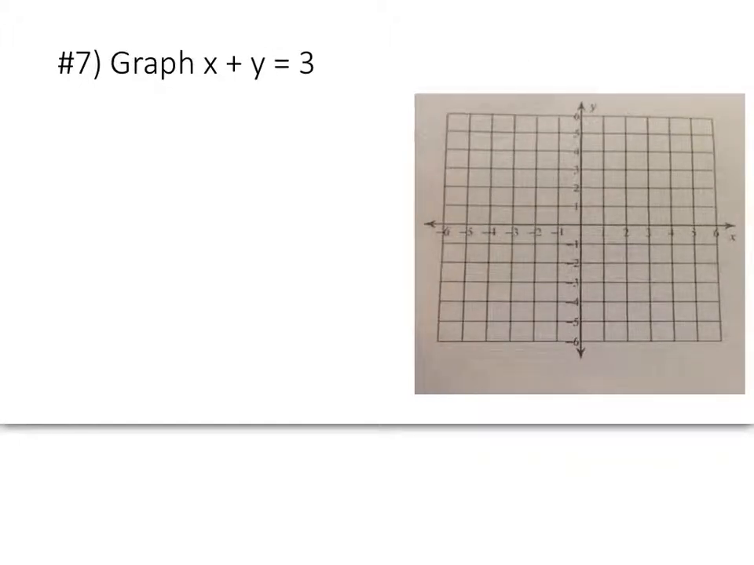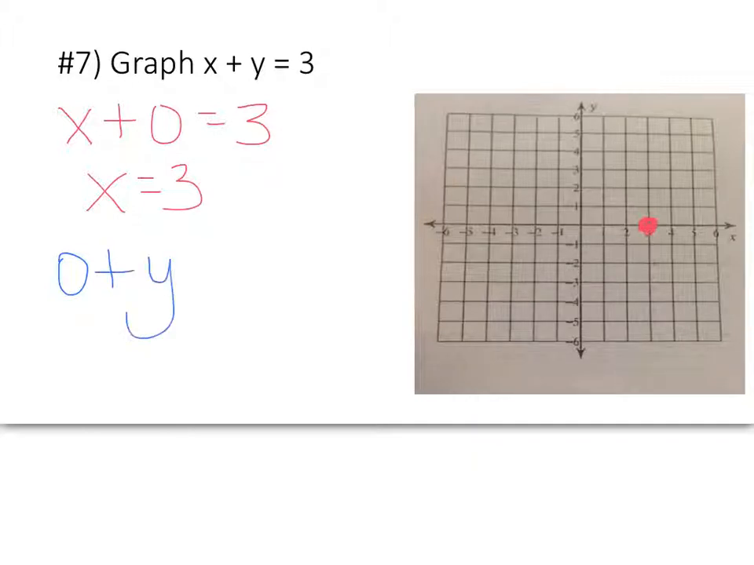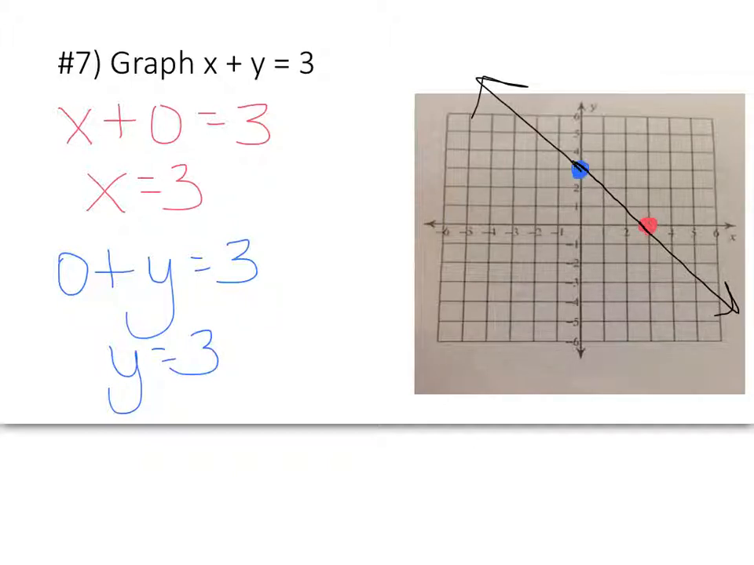Alright, x plus y equals 3. So again, in order to find my x-intercept, I'm going to plug in 0 for y. So I'm going to do x plus 0 equals 3, which gives me x equals 3. So go to 3 on the x-axis and plot a point. Then in order to find your y-intercept, you plug in 0 for x, so you get y equals 3. So go up the y-axis and find 3. Then you just connect your two points, and you're done.